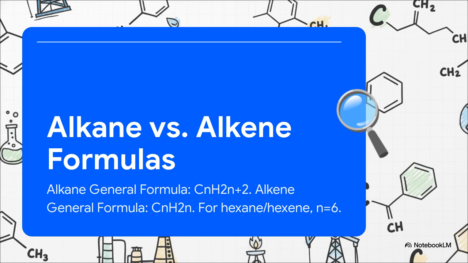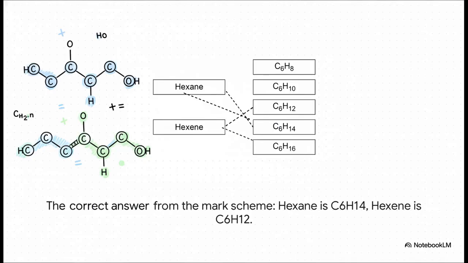Well, here's your secret weapon, the general formulas. For any alkane, like our hexane, the formula is CnH2n+2. For alkenes, like hexene, it's just CnH2n. And since hex tells us there are 6 carbon atoms, we just pop n equals 6 into those formulas. Easy, right? And there you have it. You run the numbers and it's perfect. Hexane, with our CnH2n+2 rule, links right up to C6H14. And hexene, using the CnH2n rule, goes straight to C6H12. Two little lines and boom, 2 marks in the bag.